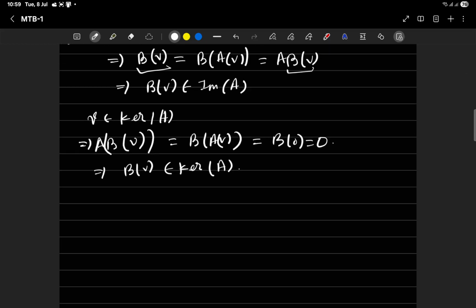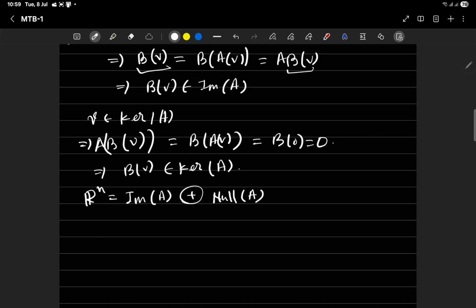Okay, so by this, what we can do, we have Rn equal to image of A direct sum with kernel of A, or sorry, null space of A.